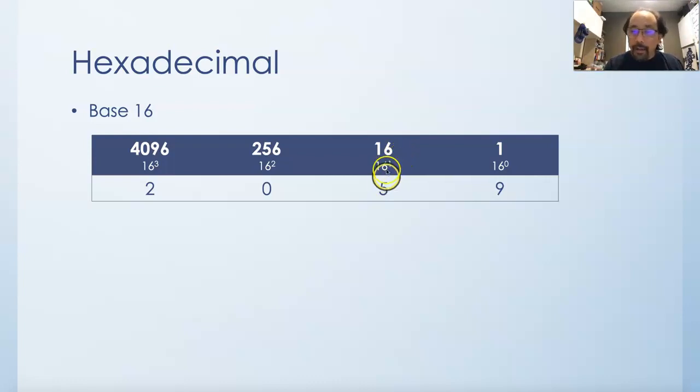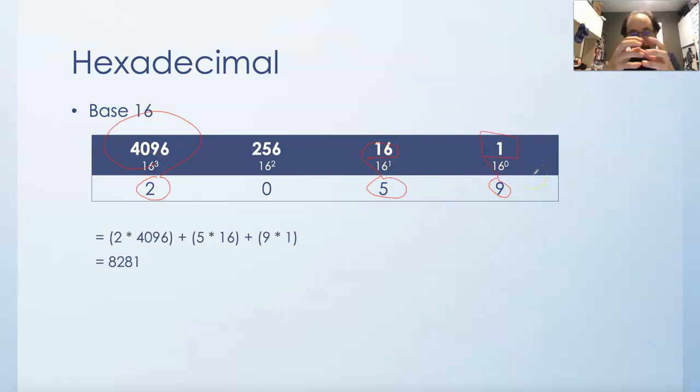The place value of this digit would be 16 to the first. The place value of this, 16 squared. Place value of this, 16 to the third. And so we can just simply add up. We have 2 of these, we have 5 of these, and we have 9 of these. So by adding that all up, we get 8,281.